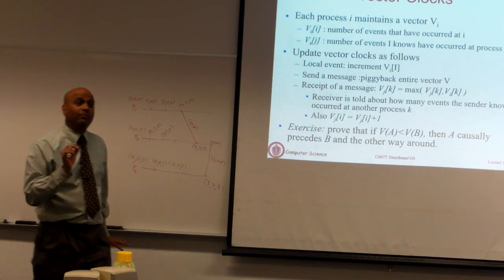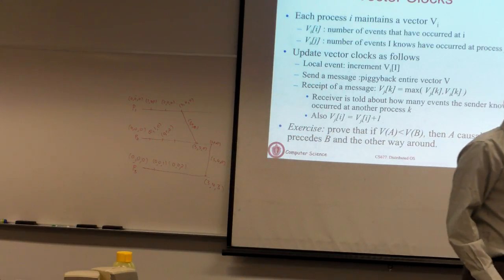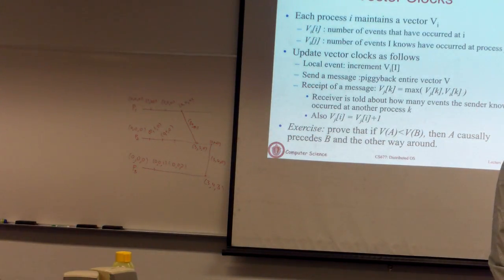Okay, and now the claim that we are going to make is, if you are now given any two vectors, you can compare those vectors. If vector A is less than vector B, you can claim that A has happened before B. Okay, and we'll have to see why that is the case. The first thing is, this algorithm is going to give us the same forward property as Lamport's clock.